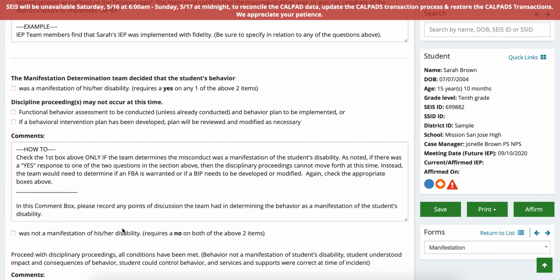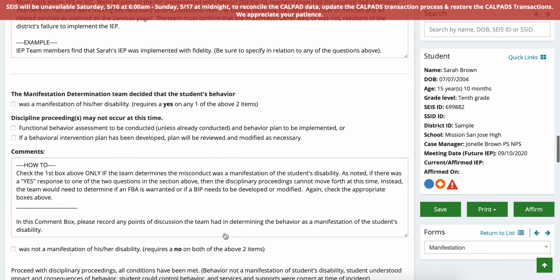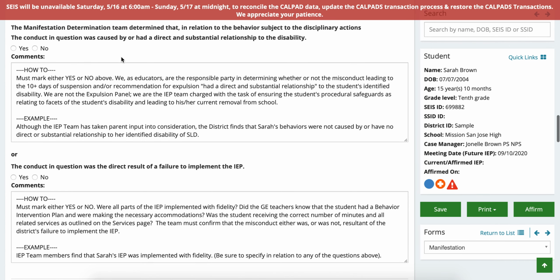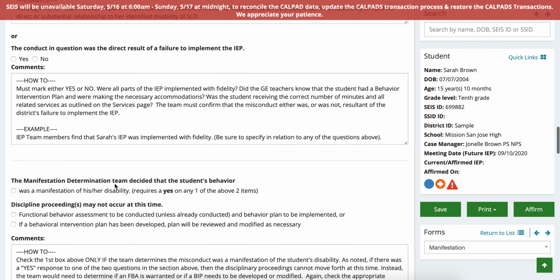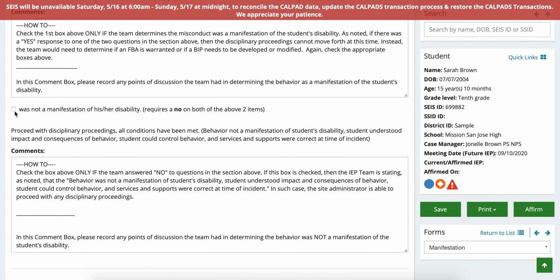And then we get a little further, and it says, was not a manifestation of his or her disability requires a no. So again, we're going to scroll back up. And if this question had a no, and this question had a no, then it was not a manifestation of his or her disability. So we can move forward with the disciplinary proceedings, and all conditions have been met. Behavior was not a manifestation of the student's disability, and the student actually understood the impact and the consequences of the behavior, and the student could control their behavior, and services and supports were correct at the time of the incident. Okay, so again, it's just reiterating that no has to be for both of the questions above, and that it's not a result of their disability, okay?